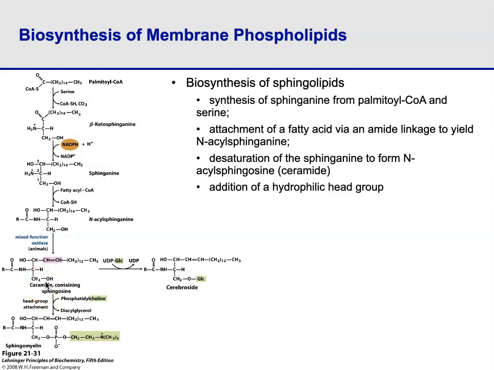From there, we can add either phosphorus-containing head groups like phosphatidylcholine and form sphingomyelin, or we can add carbohydrate, oligosaccharides, or monosaccharides to form cerebrosides or globosides if we have a larger number of moieties attached as head groups. So this is how we generate sphingolipids, and primarily the phosphate-containing sphingolipids, even though here we show how we generate sphingolipids that do not contain a phosphate group.